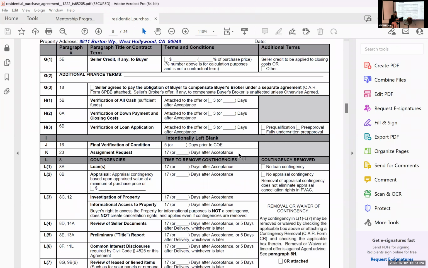Assignment request. All right, so an assignment is where an offer is written in the name of a buyer. And during the course of the escrow, the buyer wants to assign the escrow to someone else or an entity, or add a buyer or remove a buyer. All right, so there are legitimate assignments where, oh, you know what? I've decided I want to purchase in the name of my LLC, or you know what? I want to purchase with my dad, right?